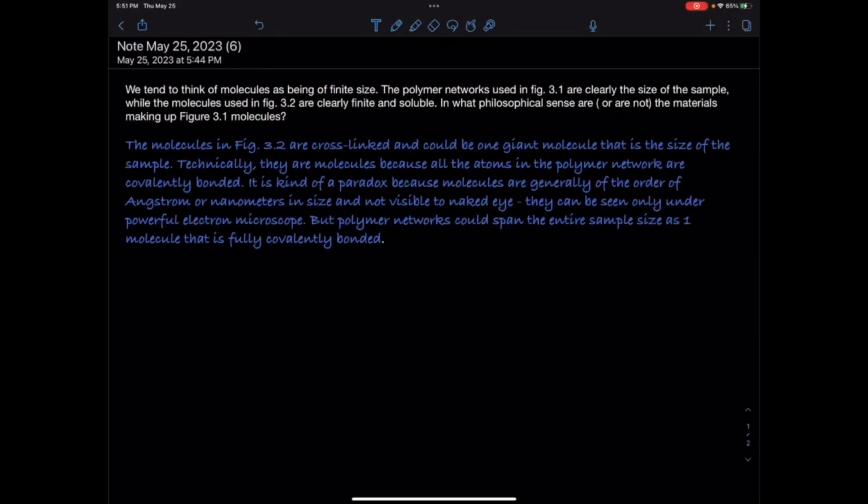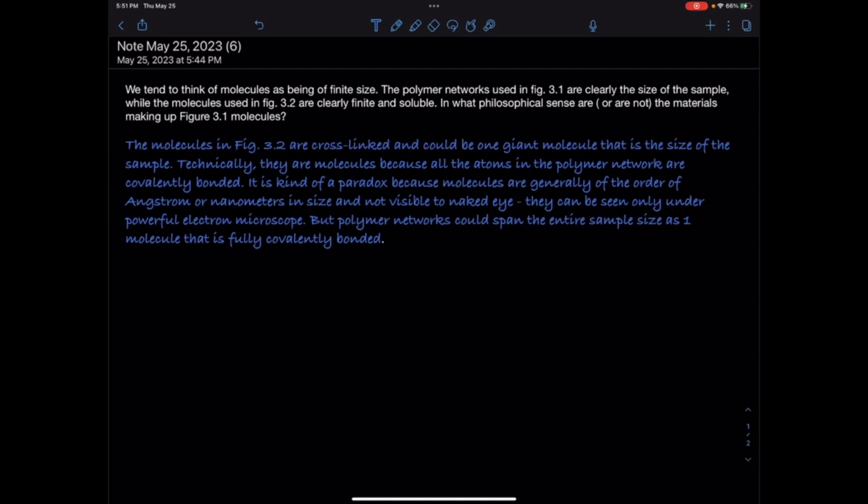We tend to think of molecules as being of finite size. The polymer networks used in figure 3.1 are clearly the size of the sample, while the molecules used in figure 3.2 are clearly finite and soluble. In what philosophical sense are or are not the materials making up figure 3.1 molecules?